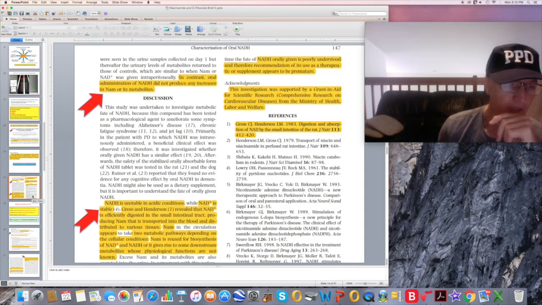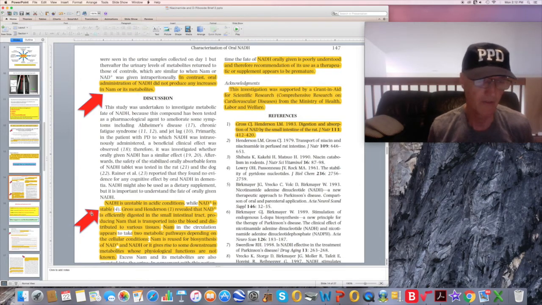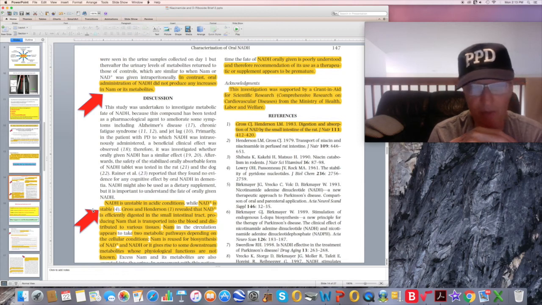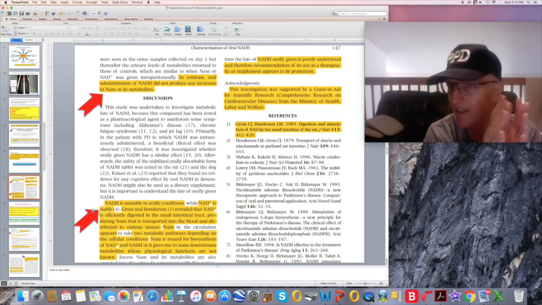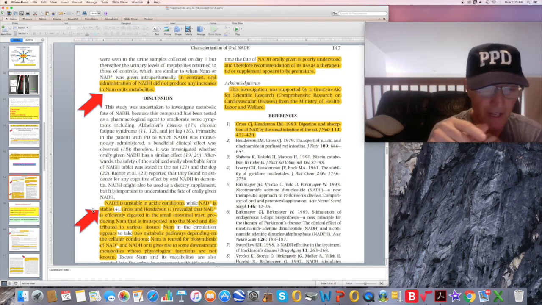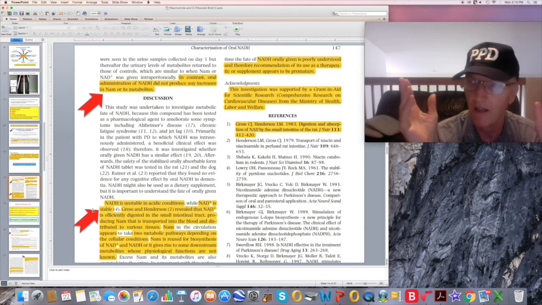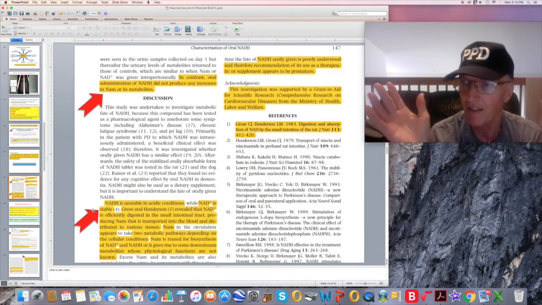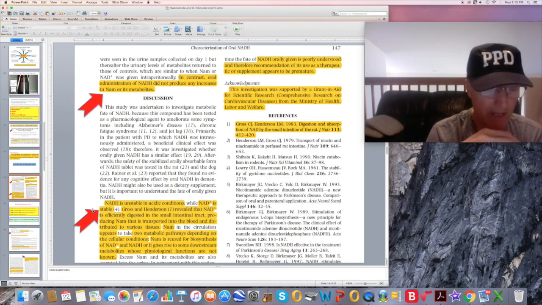Let's move on to the bottom here with the red arrow. It says NADH is unstable in acidic conditions. Well, NAD plus is stable, so I'm starting to get excited. Maybe the NAD plus will be able to get through the system. It says NAD plus is efficiently digested in the small intestinal tract, producing niacinamide. So it produces niacinamide as it goes through, and that gets into the blood.